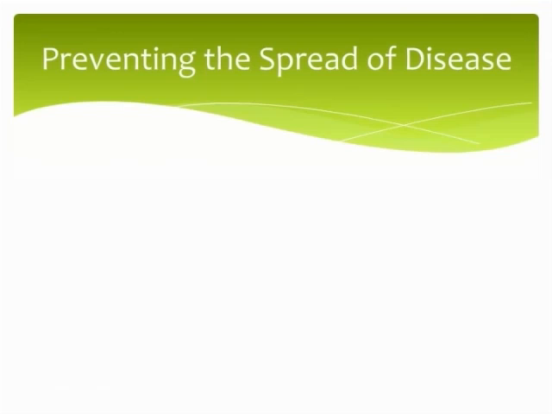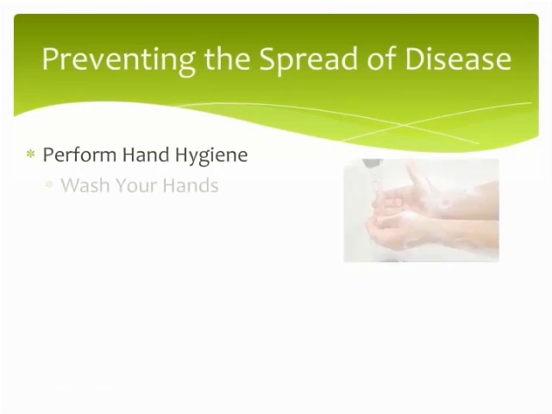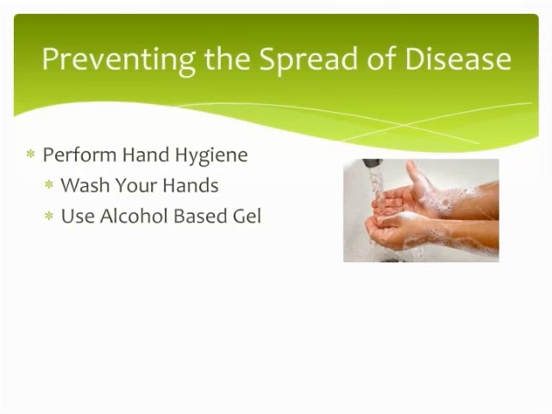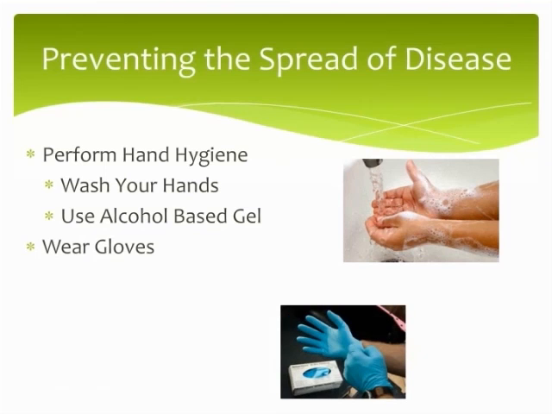In order to prevent the spread of disease, there are some very simple things that caregivers can do. Perhaps the easiest is performing hand hygiene. This can either be washing your hands or using an alcohol-based hand gel. Wearing gloves is another important measure that we can take to prevent the spread of disease, especially when assisting residents with some activities of daily living.